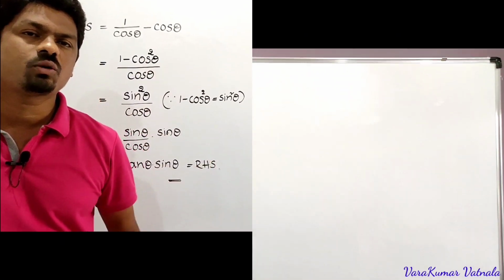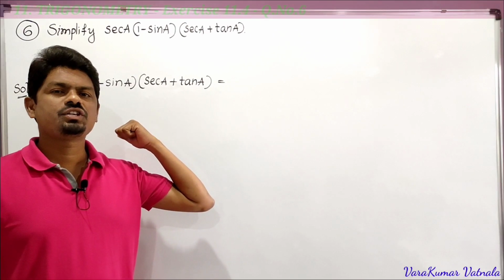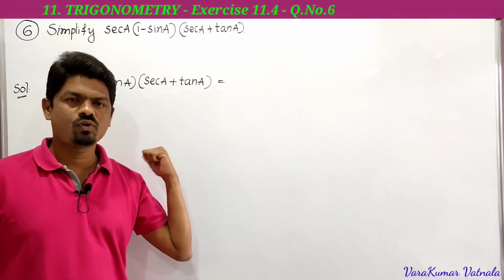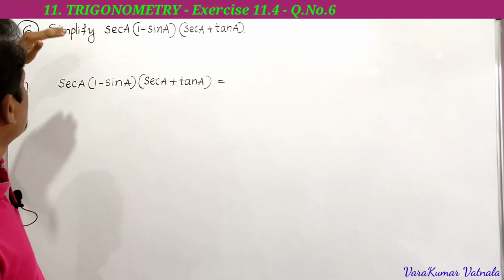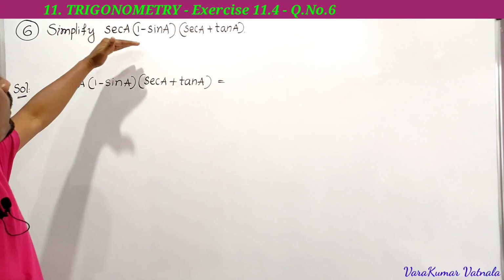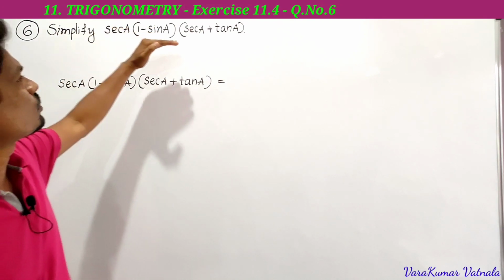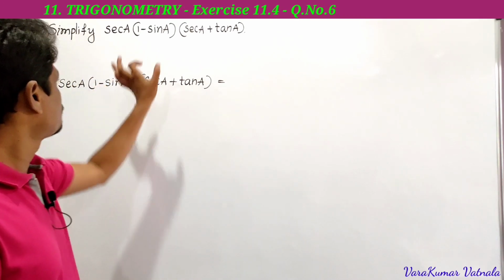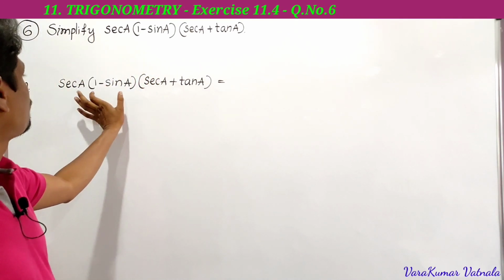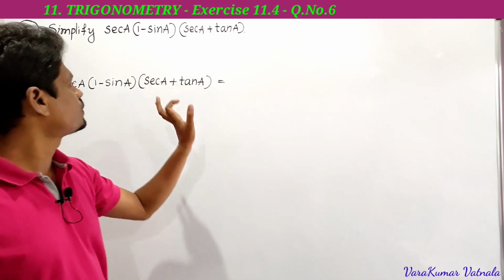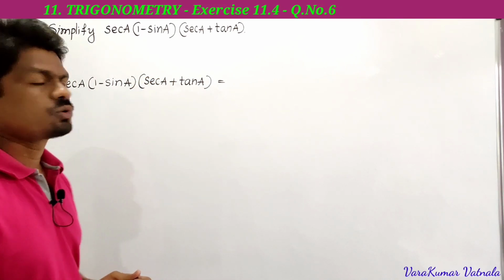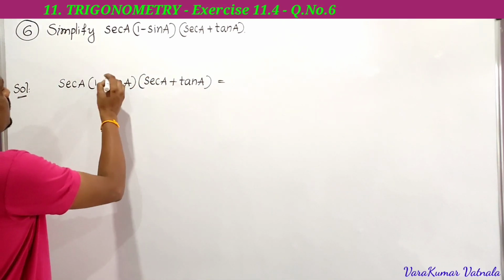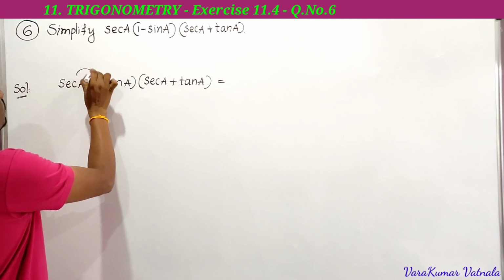Next we have to solve the sixth problem. This is the sixth problem in exercise 11.4. See here what he is asking. Simplify secant a into 1 minus sin a into secant a plus tan a. So he is asking to simplify. So just I am multiplying secant a into 1 minus sin a. These two I am multiplying.